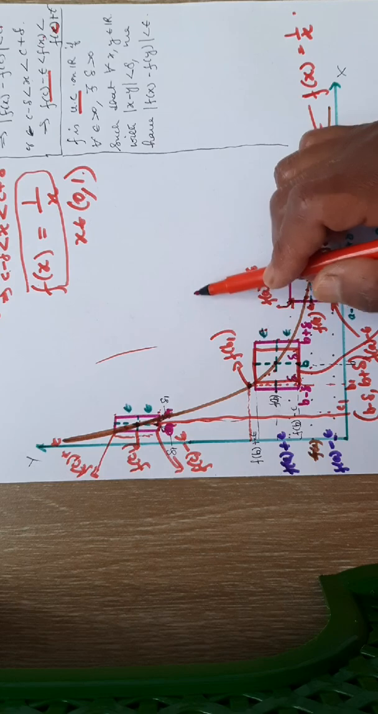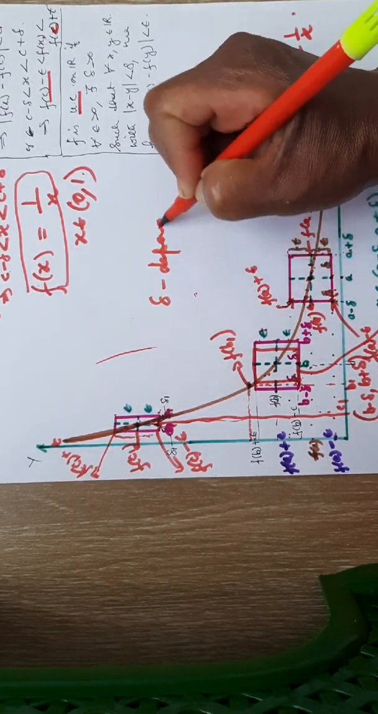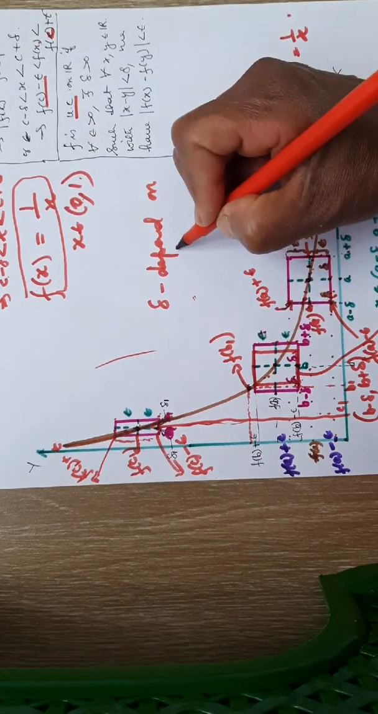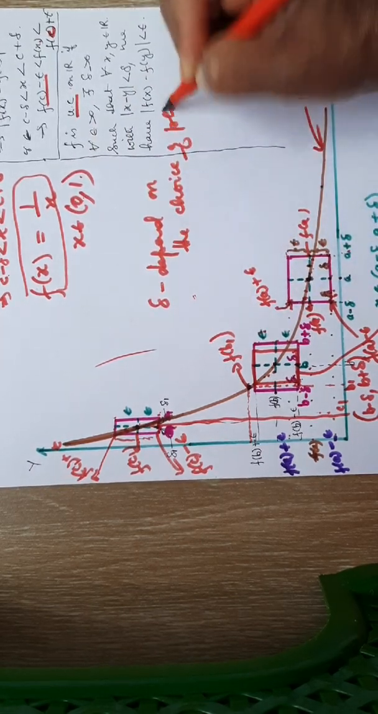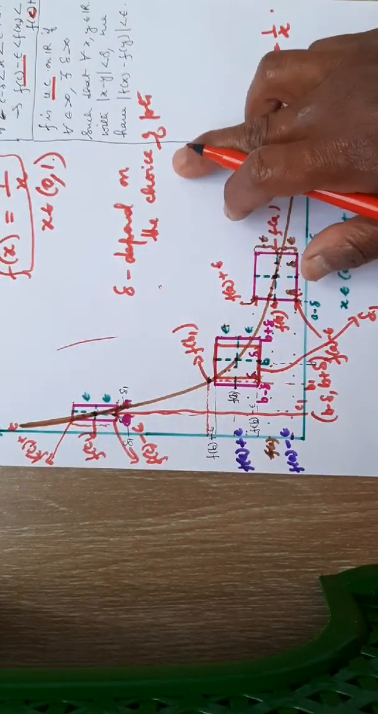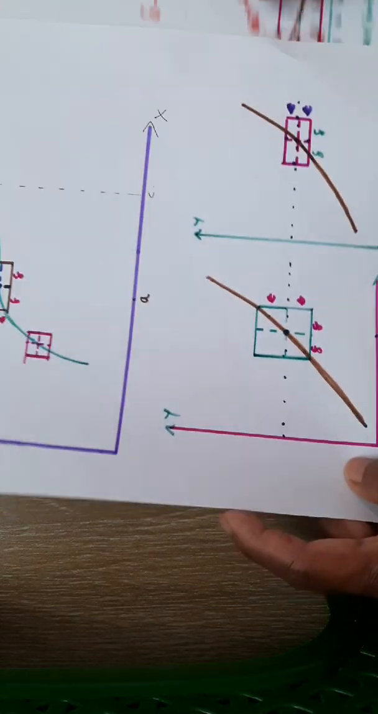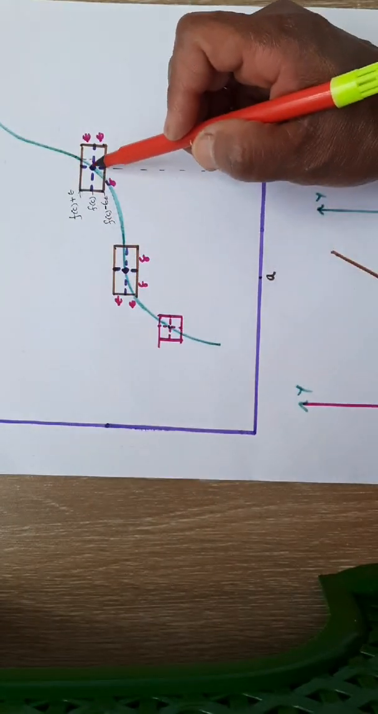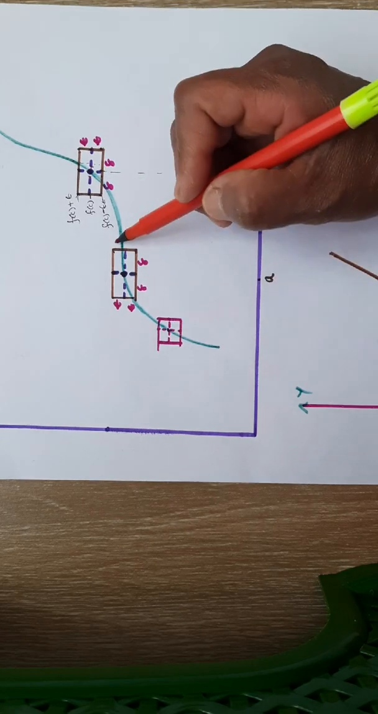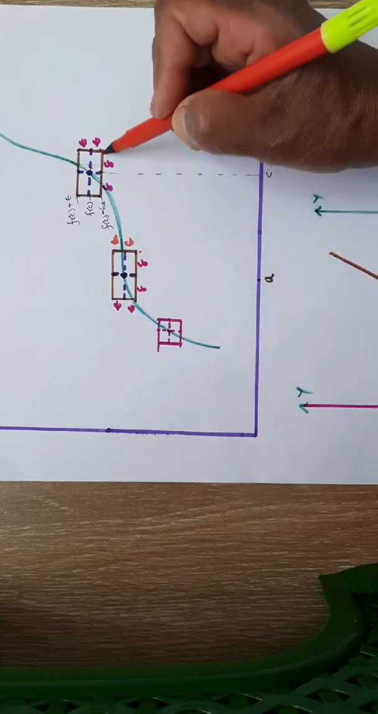So now you see in this particular graph, we see that delta depends not only on epsilon, but on the choice of point. But now I'm going to show you another example where delta depends on the choice of point. With the same epsilon here, the length from here to here, the length from here to here will be that one, and the same delta.